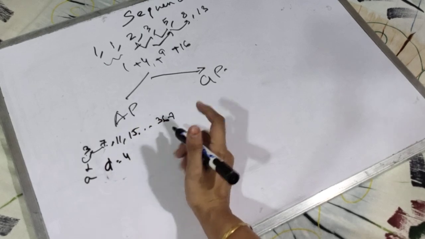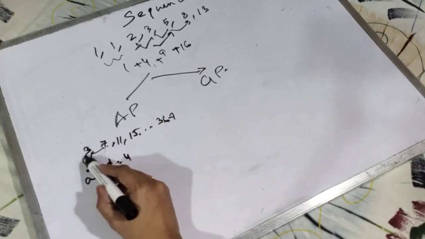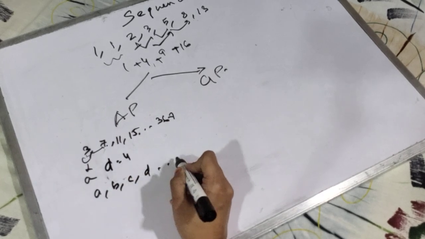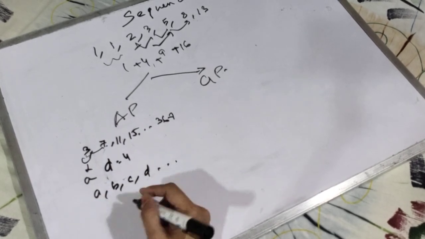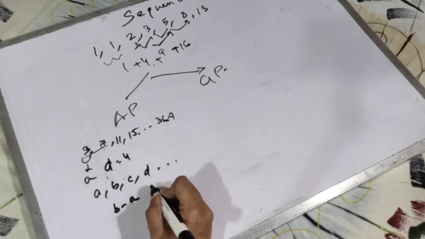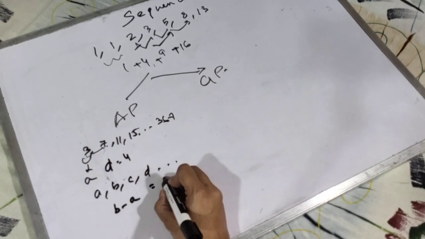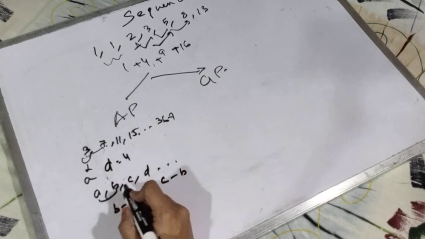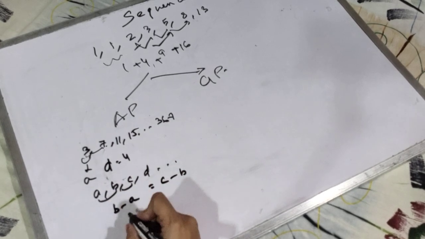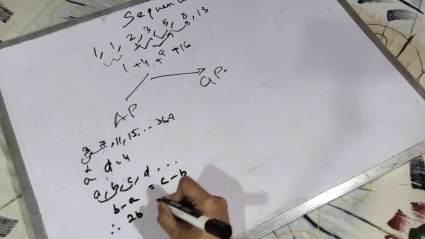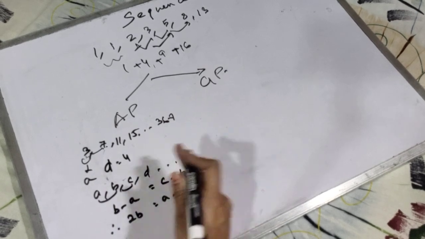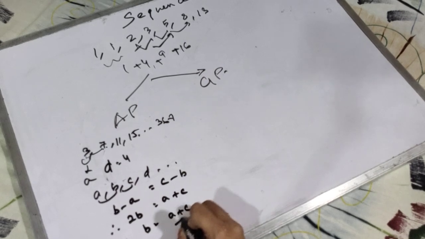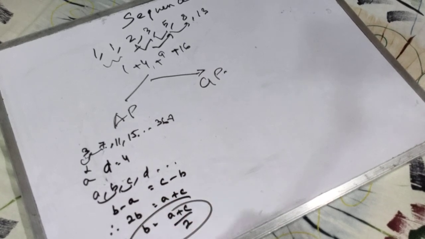So if these numbers were not written like this and we had some series like A, B, C, D and so on, that these are in AP implies B minus A is equal to C minus B. Therefore, 2B is equal to A plus C if I just interchange the sides. So B is equal to (A plus C) by 2. This is a useful identity to remember.